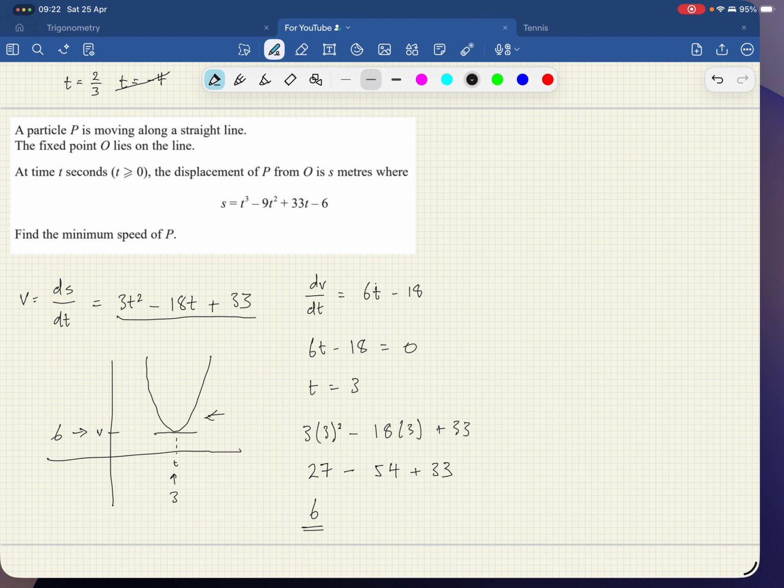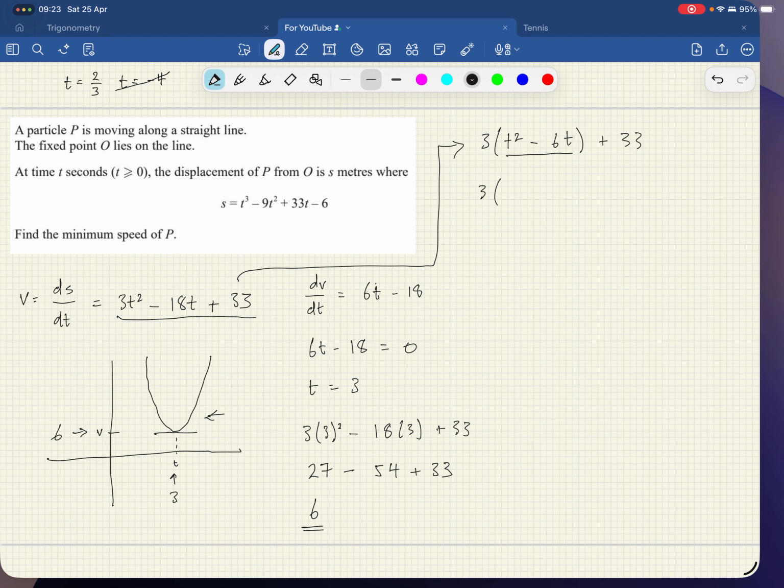Another way of doing it, you could actually write this in completed square form instead. So we'll take this function and we'll write it in completed square form, and you'll see that the answer just kind of falls out at this point. So we are going to factor out a 3. That gives us t squared minus 6t plus 33. And then this bit in the middle we write in completed square form.